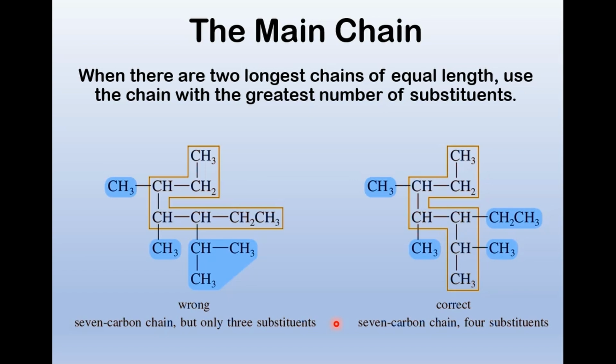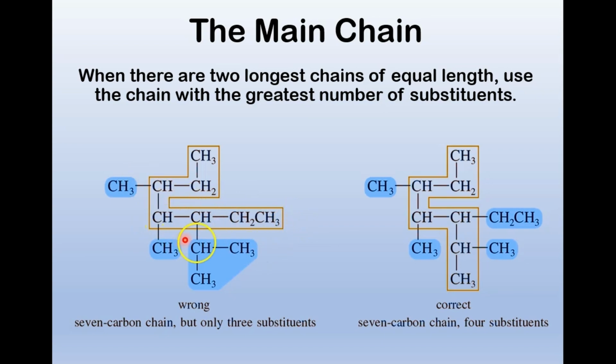All right, so here we might see some difficulties when there are two chains of equal length, and of course they're the longest chain you could find in the structure. It says here, use the chain with the greatest number of substituents. So if I encounter this, we'll see in an example where there are no boxes leading you and helping you, I might go 1, 2, 3, 4, 5, 6, 7, along each possible path.